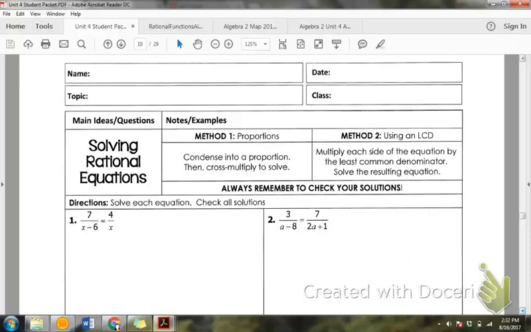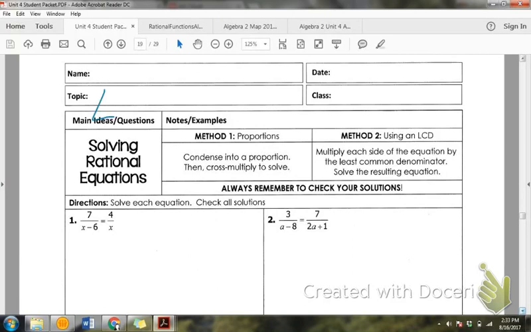This is lesson 4.5, solving rational equations. So we've done a lot of expressions. If you notice, we haven't had an equal sign yet in any of our problems. So now we're going to actually use an equation. This first part is a review of Algebra 1.